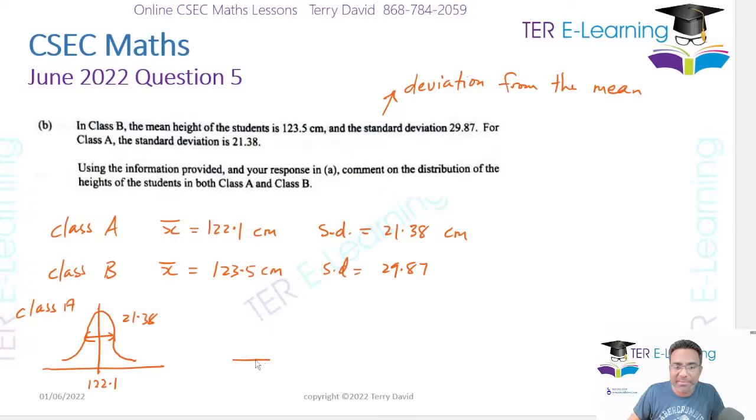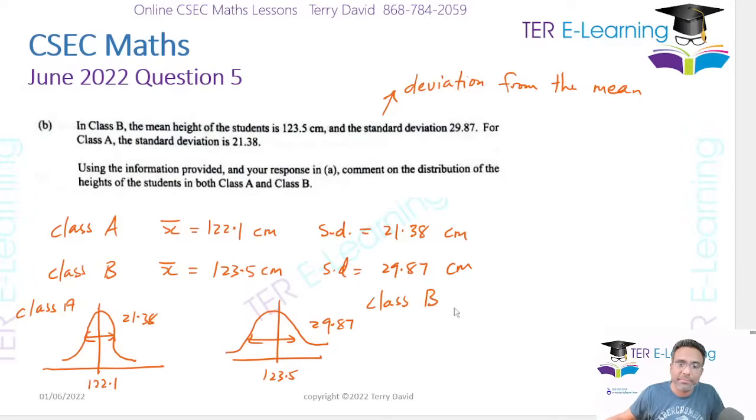In the case of class B now, what's going to happen here is that you have a higher mean. So your mean is 123.5, and you have a standard deviation of 29.87. So you realize, wait a minute, it's spread out a little more. So your standard deviation here, in this instance, is 29.87.